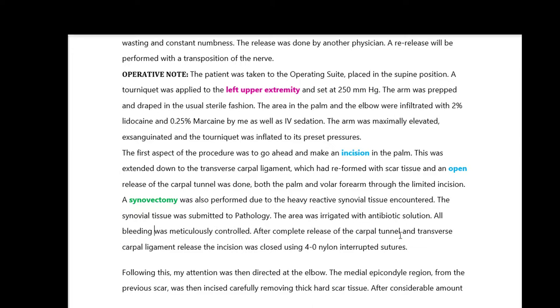The area was irrigated with antibiotic solution, all bleeding meticulously controlled. After complete release of the carpal tunnel and the transverse carpal ligament release, the incision was closed using interrupted sutures. After complete release. Release is telling me that operative. Release is helping me know this is our root operation. Following this, my attention was directed at the elbow.